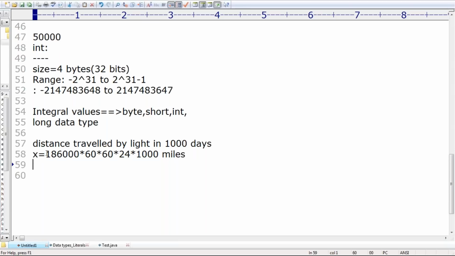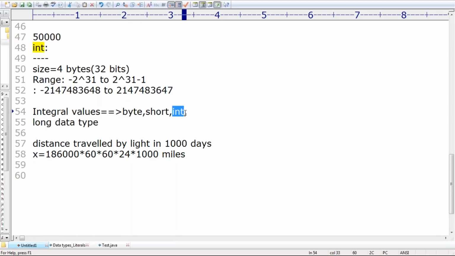To hold this value, if you want to declare a variable, int is compulsorily not enough, because the int range has a max value of only 21, 47, 48, 36, 47. But here, have you observed, after 1, how many zeros are there? It is a bigger value. So sometimes int may not be enough to hold bigger values.